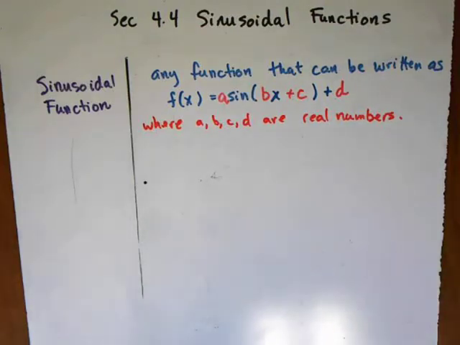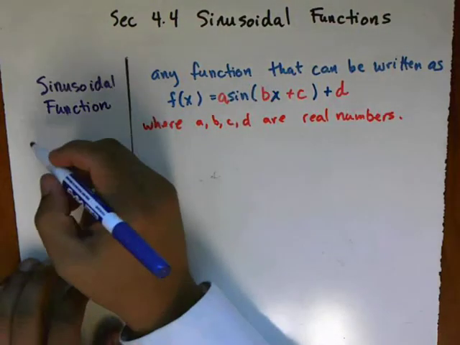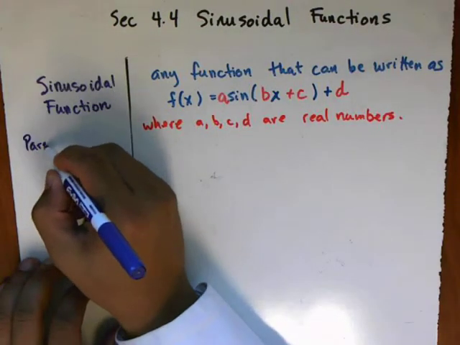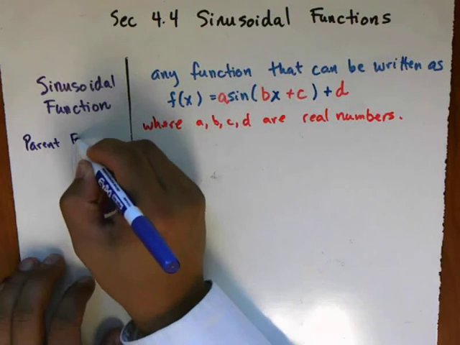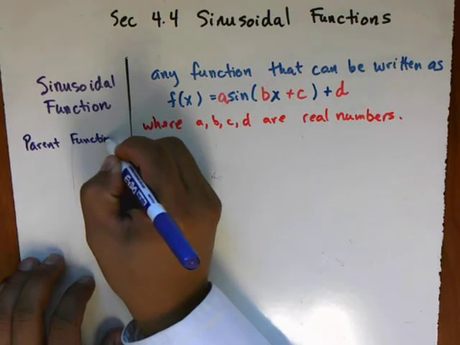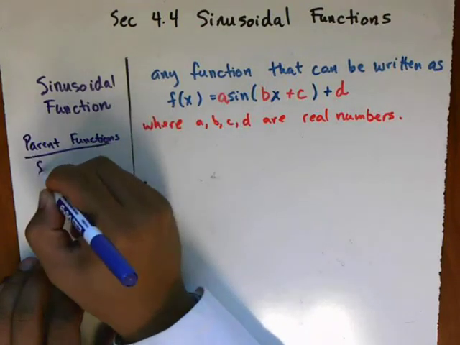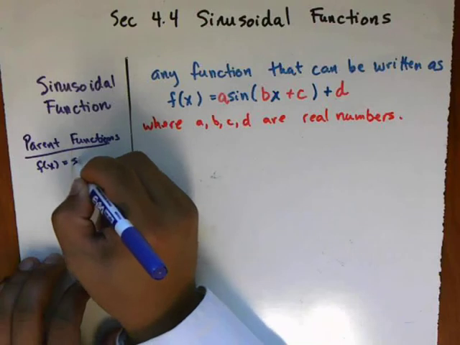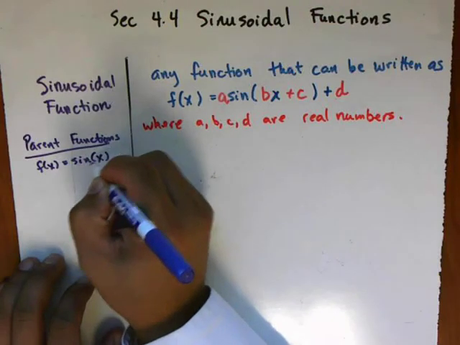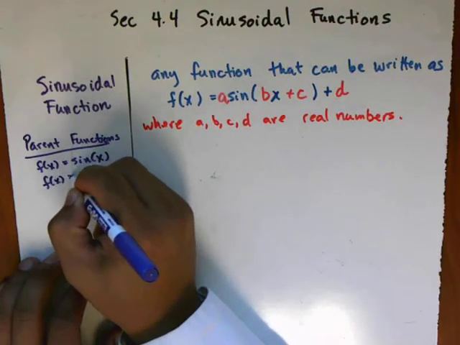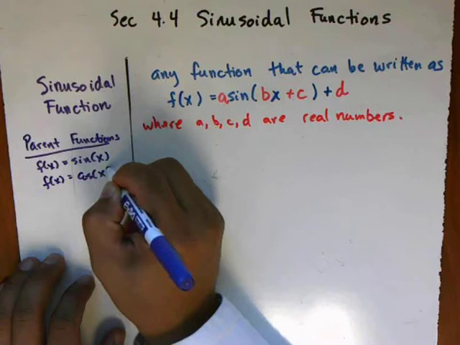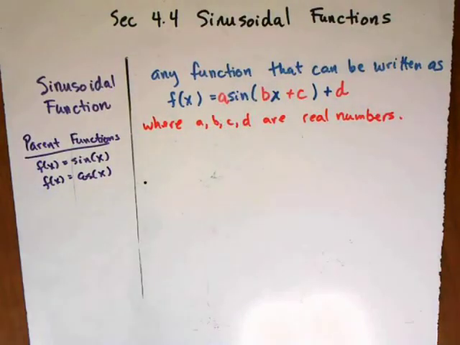So before we move on to the next definition, I'm going to make a note here that the parent functions, the basic functions that we're going to use, are f of x equals sine of x, and f of x equals cosine of x. Either one of these are going to be the parent functions. So now we can define our next vocabulary.